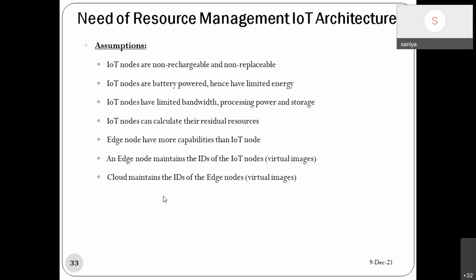We know what assumptions we are going to take. We are going to assume that the resources are non-rechargeable and non-replaceable. They are battery powered, which means they have limited energy. They have limited bandwidth, processing time, and storage. And the IoT device is going to calculate its residual resources. Edge nodes have more capabilities, and the edge node maintains the IDs of the IoT nodes. The edge knows what the various IoT nodes are.